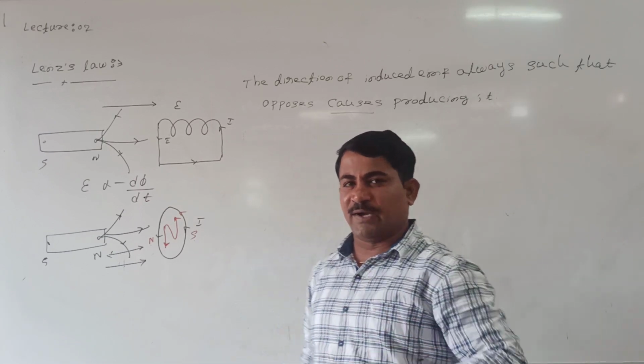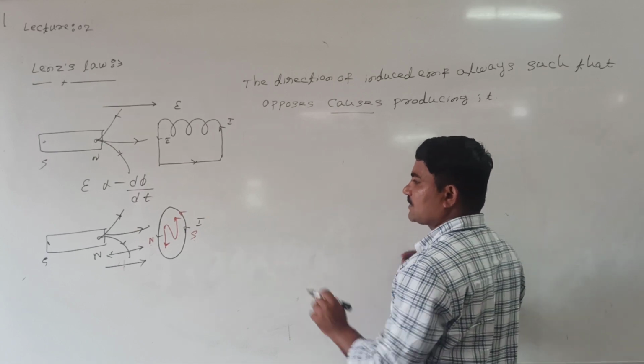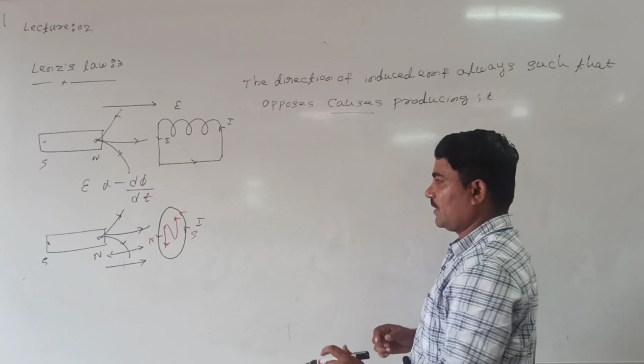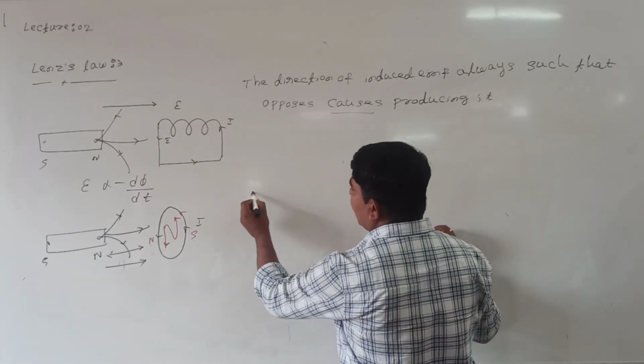Now we will take the second case. Same coil we will take, but the north pole is moving away from the coil. Look at here. Again I can take it as a magnet.